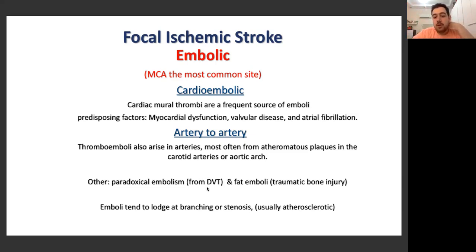Sometimes DVT, although this is in the veins, but if the patient develops DVT and has a paradoxical embolism, which means that he has an opening in the heart that allows blood to go from the venous to the arterial side, then they can develop a state of embolic stroke. This is usually in patients who have either patent foramen ovale or atrial septal defect or ventricular septal defect.